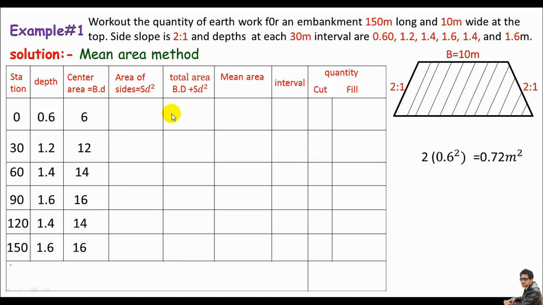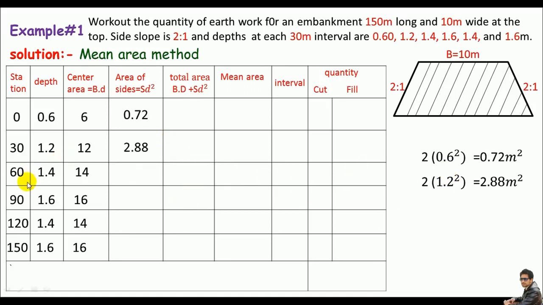I'll plug this value over here in the second row. Now I need to calculate the sides area for station 30 meter. The formula will be the same as S times D square. So S is just 2, which is 2:1 times D square. The depth over here is just 1.2. So 1.2 square, we can get of course 2.88 square meter. I'll plug this value over here in the third row.